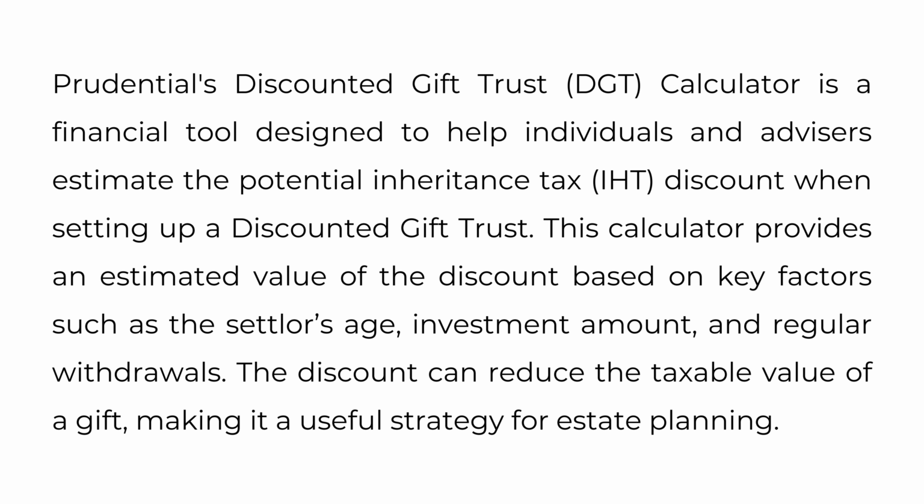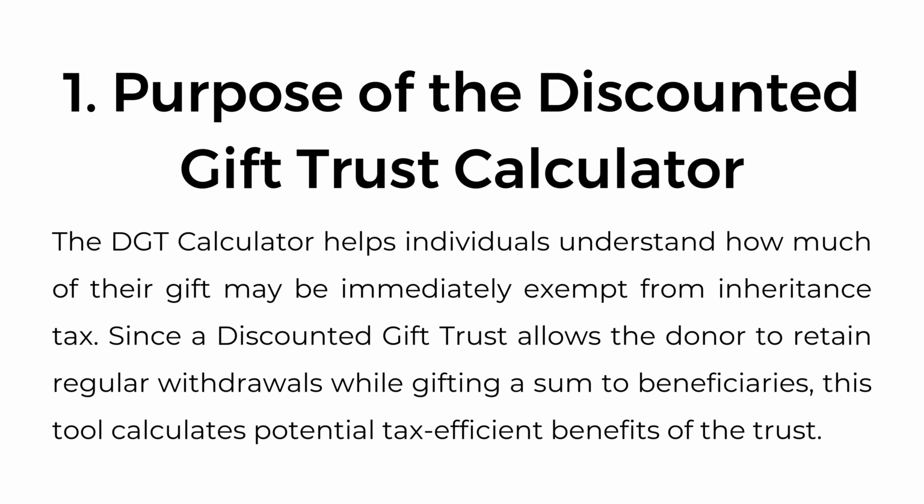Prudential's Discounted Gift Trust (DGT) calculator is a financial tool designed to help individuals and advisors estimate the potential inheritance tax (IHT) discount when setting up a discounted gift trust. This calculator provides an estimated value of the discount based on key factors such as the settlor's age, investment amount, and regular withdrawals. The discount can reduce the taxable value of a gift, making it a useful strategy for estate planning.